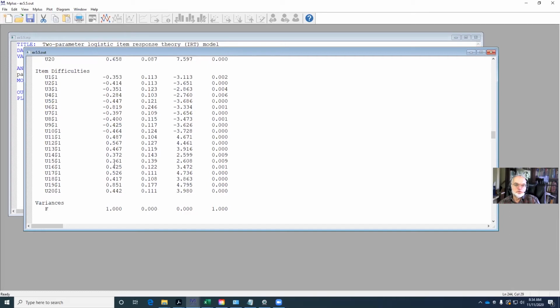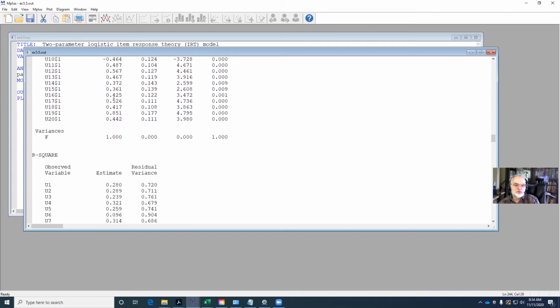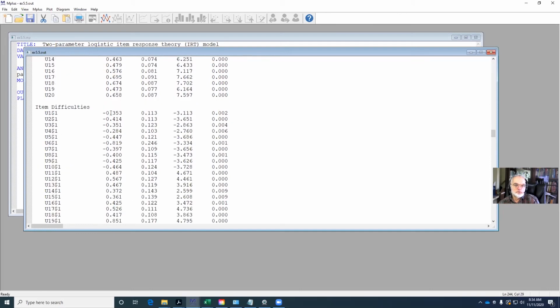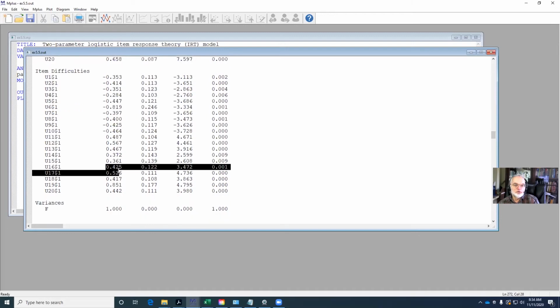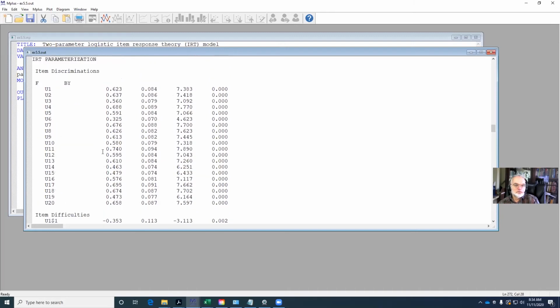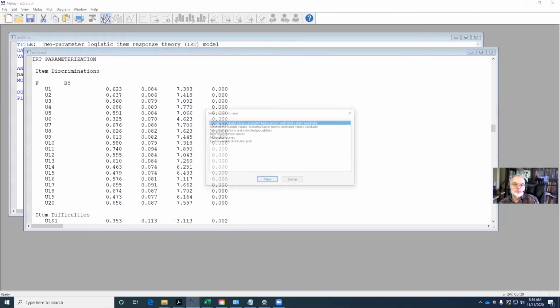Well, these difficulties reflect the thresholds that we have in the probit model. They are values indicating items that were easy and items that were harder. So let's take a look, in terms of the picture, at two items. Let's do an ICC for item 11 that had a high discrimination, and an ICC for item 14 that did not have a high discrimination.